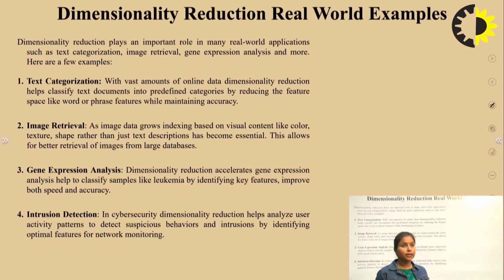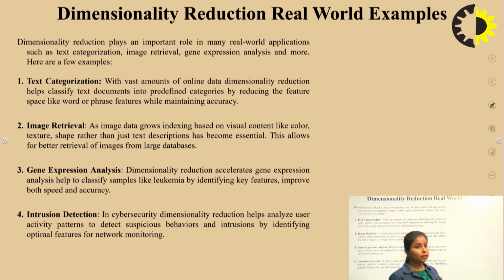Dimensionality reduction real world examples: it is used for text categorization, image retrieval, gene expression analysis, and intrusion detection. In text categorization, with vast amounts of online data, dimensionality reduction helps to classify documents into predefined categories by reducing the feature space, like words or phrases, while maintaining accuracy.